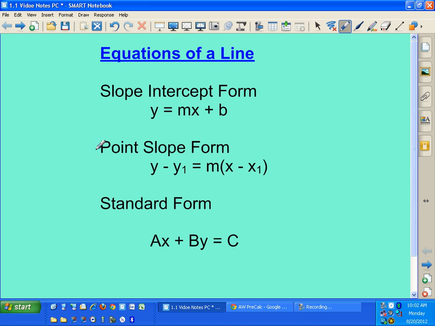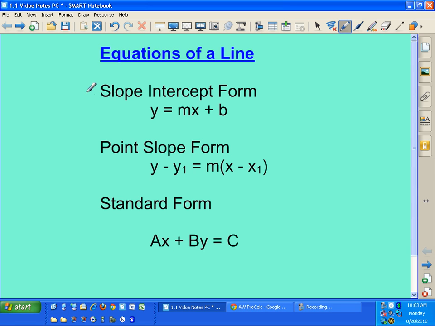Now I'm going to talk you through these and explain why we have three different forms, and also explain the usefulness of one versus the other. All of them are fine ways to write an equation of a line. Some teachers prefer different forms over the other, but we're going to talk about these.